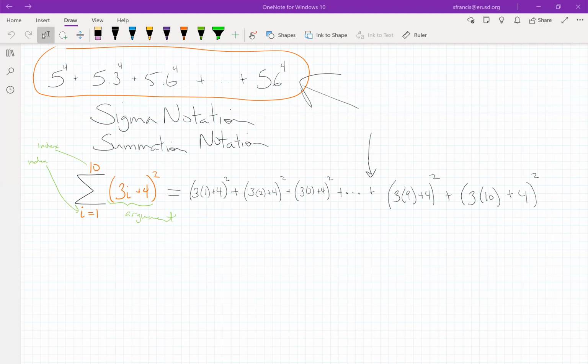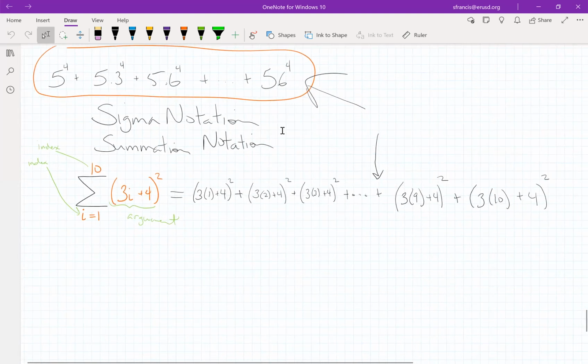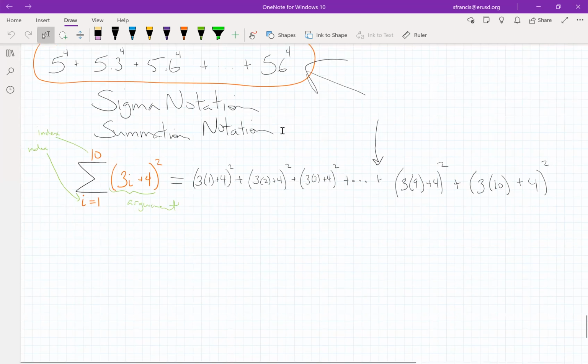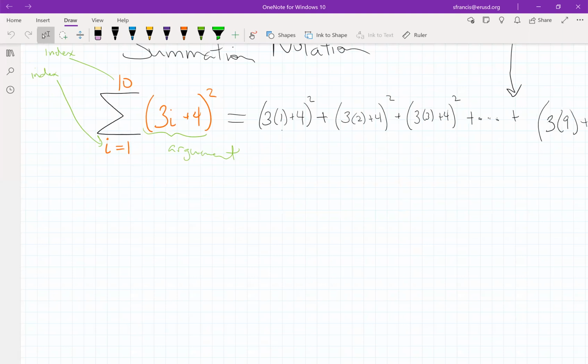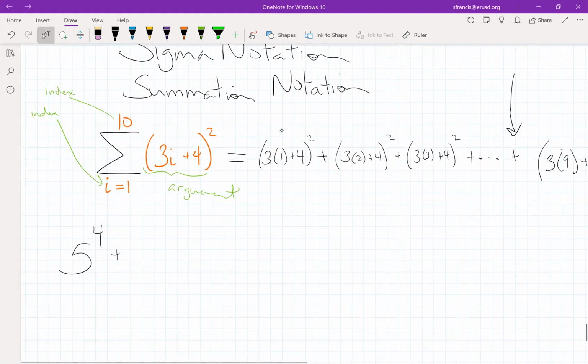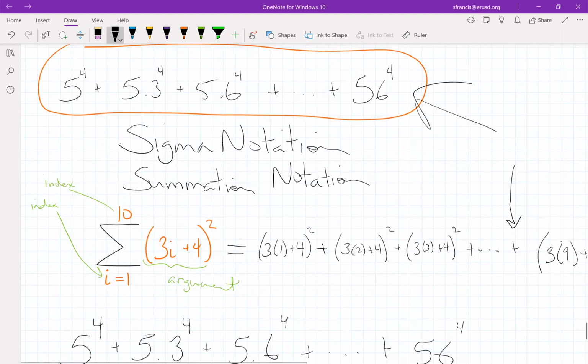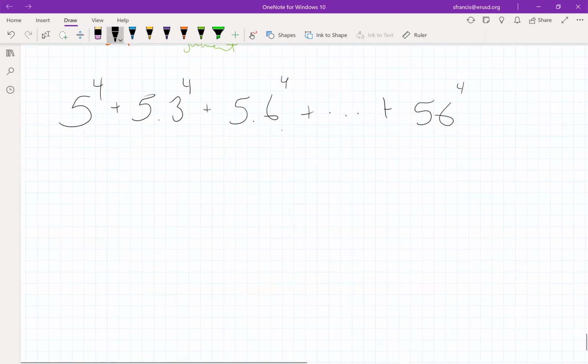All right, ladies and gentlemen, I'm going to revert back to that original sum that I had written down. And I want to write this sum in sigma notation. So I'm going to copy it down over here. 5 to the 4th plus 5.3 to the 4th plus 5.6 to the 4th plus ... plus 56 to the 4th. All right, just making sure I got it right.